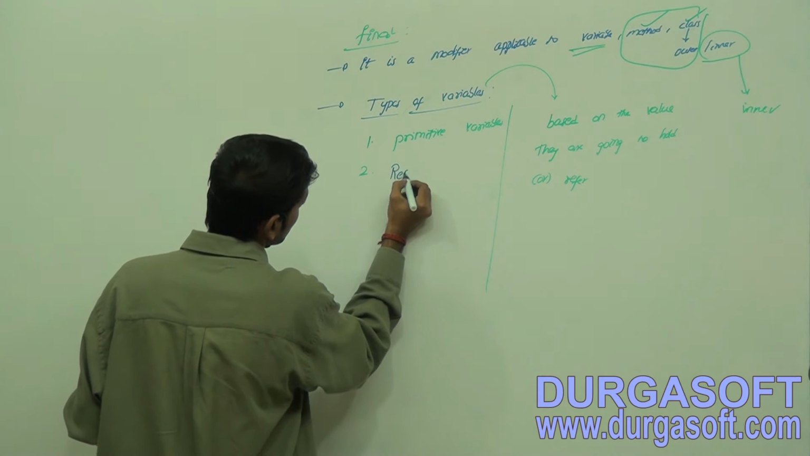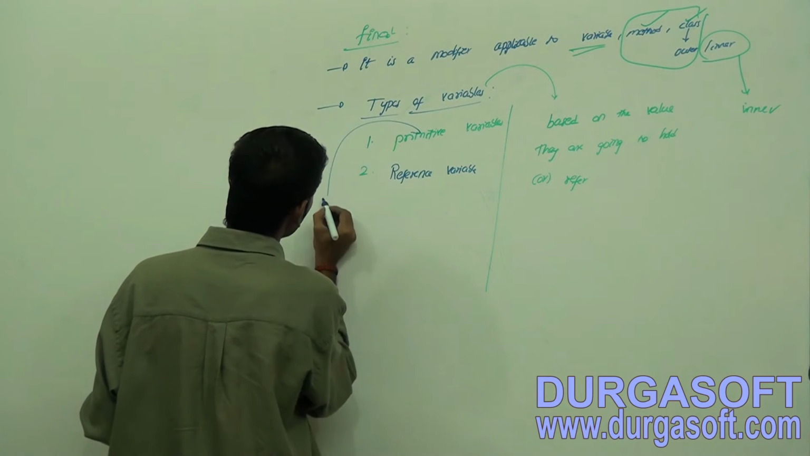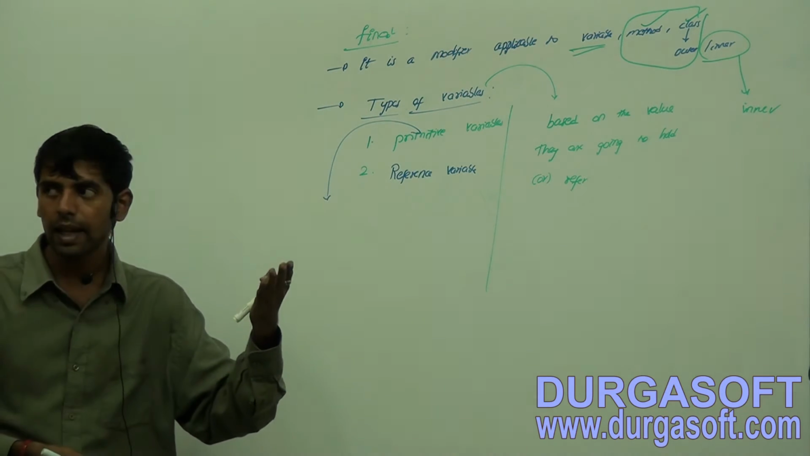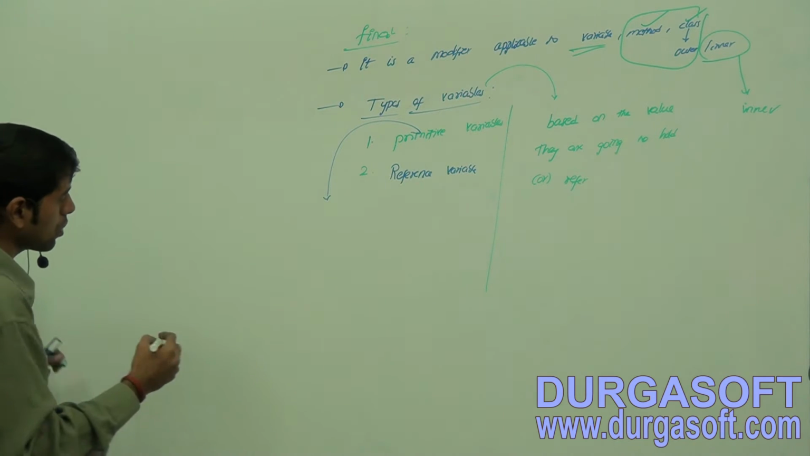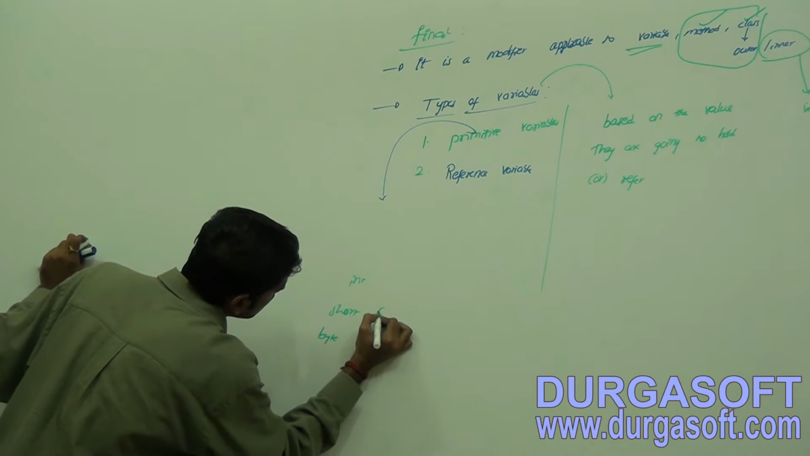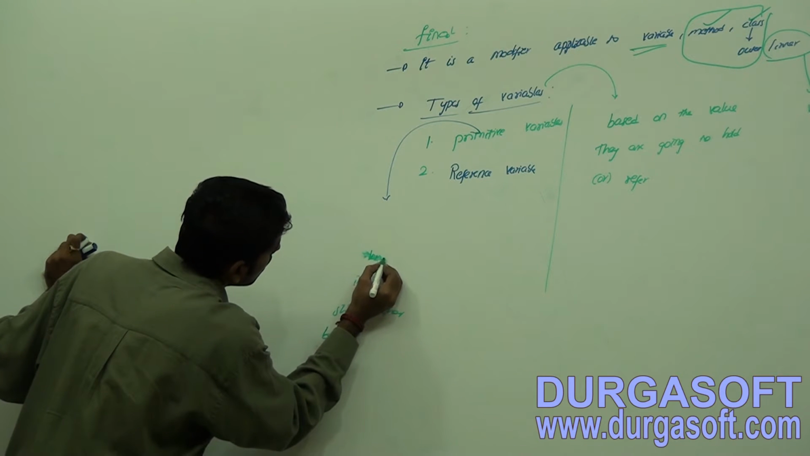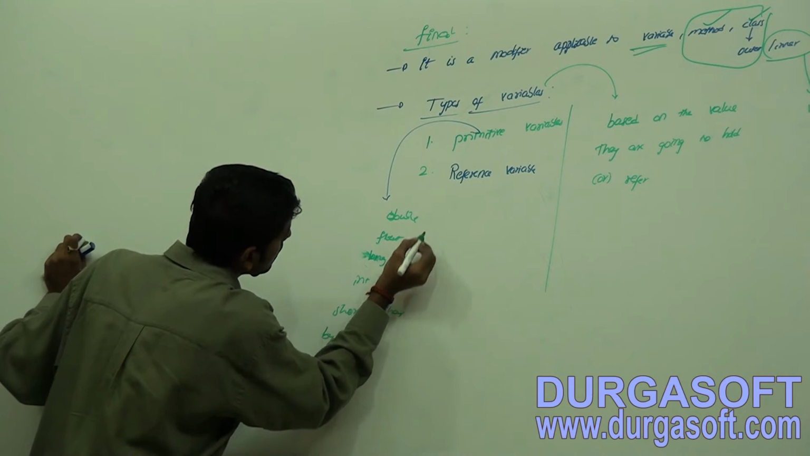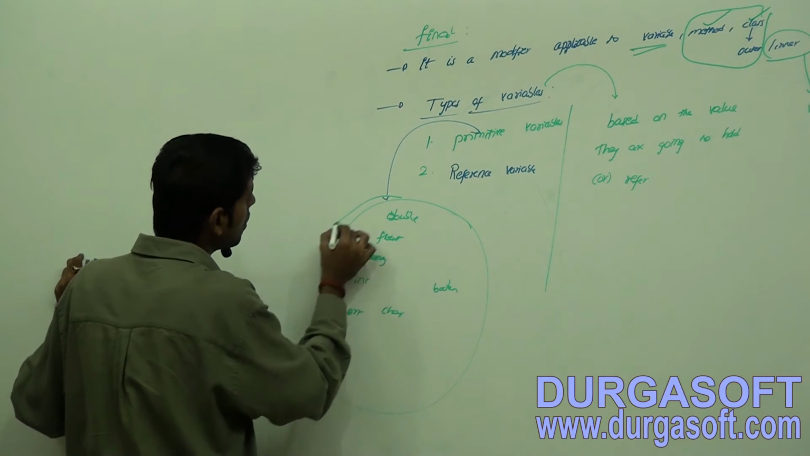Reference variables. What is this primitive? All our primitive data type variables. What are those? Byte, short, int, char, float, long, double, and boolean. All are called primitive data types.